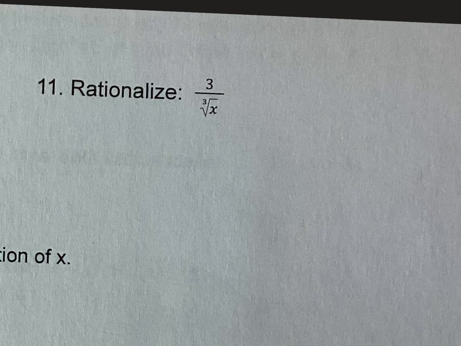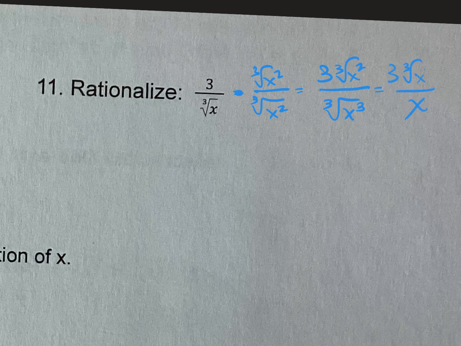Number 11, rationalize. Okay, because this is a cube root in my denominator, I need to have 3 x's inside before I can take the radical away. So I'm going to multiply the top and the bottom by the cube root of x squared. The reason I picked x squared is because in my denominator now I have the cube root of x cubed. And guys, the cube root of x cubed is just x. I just pull the x out there, and I'm fine with that on the top. No big deal.